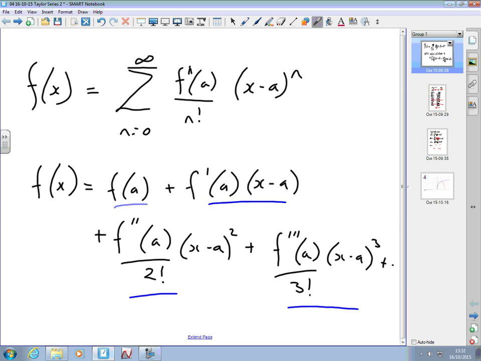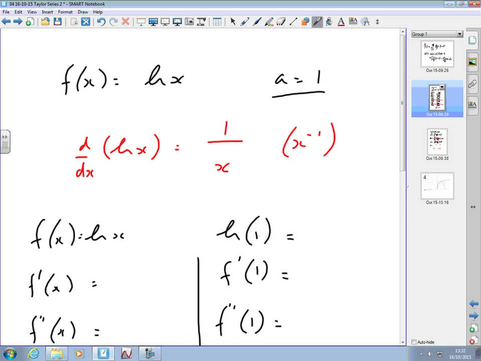So just remind yourself how that all works, and we're going to use this Taylor series to try now to write down the power series of the log x function. It doesn't exist when a equals 0, so we can't use the Maclaurin series, so we're going to let a equal 1 and work out what its power series is.